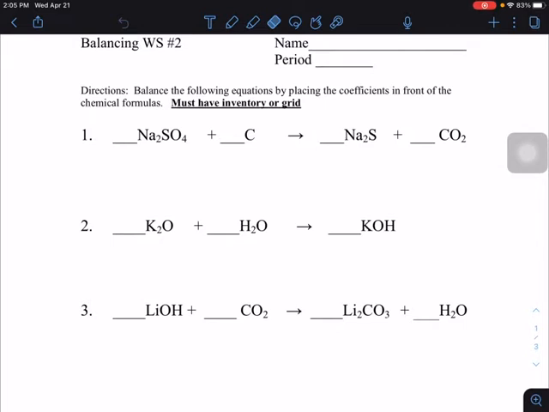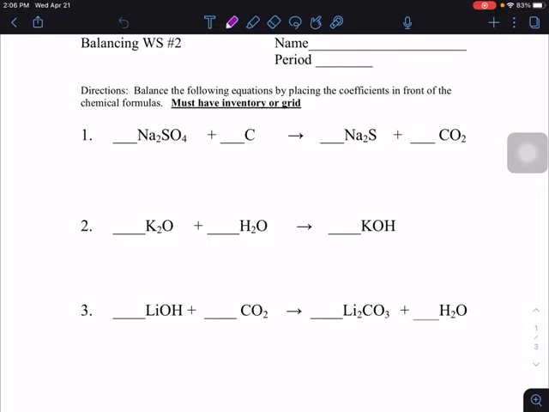Let's do a couple of examples for balancing worksheet number 2. Directions: balance the following equations by placing coefficients in front of the chemical formulas. You must have an inventory or a grid. What that means is you need to show that you have counted the number of each type of atom in the reactants and in the products, and to show that they are equal, that they're balanced.